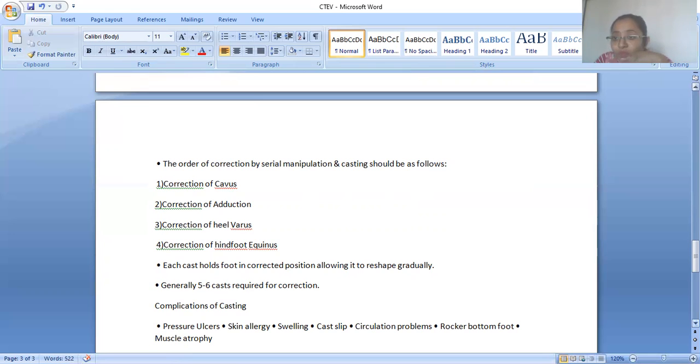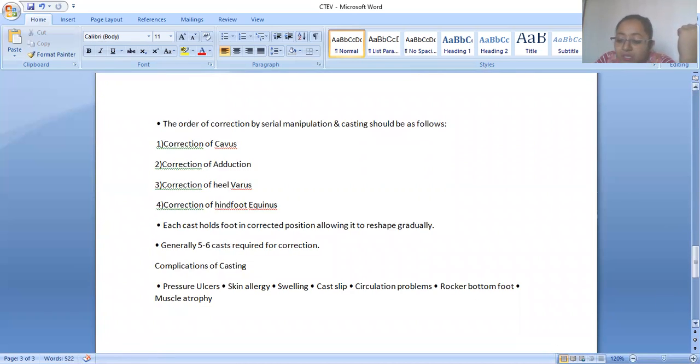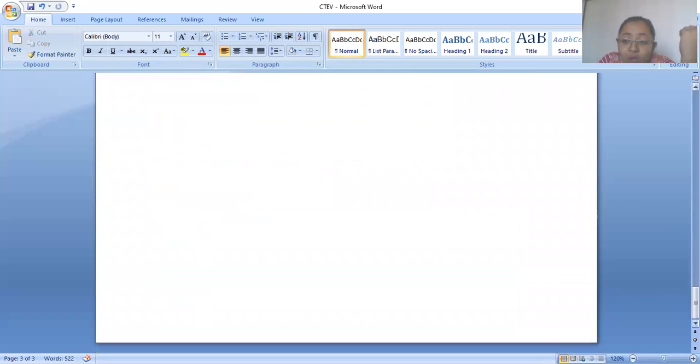Now, the complications of casting. What are the complications we see in the child because of the casting? It is very common, and I know you will know that. Pressure ulcer, skin allergy, swelling, cast slip, circulation problem, rocker bottom foot, and muscle atrophy can be seen due to prolonged casting.